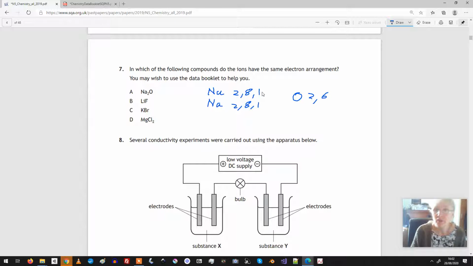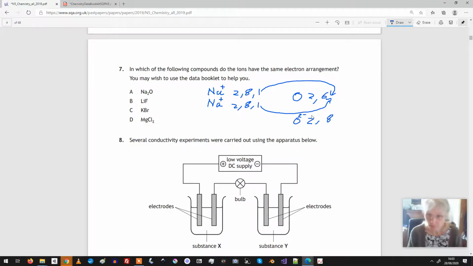But these outermost electrons, they get added in, so it's really oxygen 2,8, and the oxygen will have a little 2 minus because it's got 2 extra electrons, and these will be sodium plus because they've lost one of their electrons. So the oxygen has an electron arrangement of 2,8 with 2 extra, and the sodiums have an electron arrangement of 2,8 because they lost that outer one.